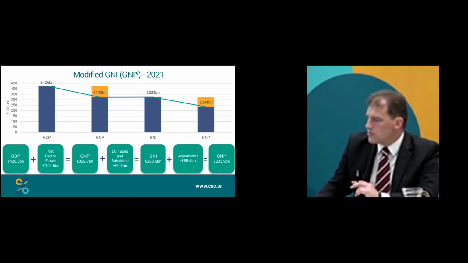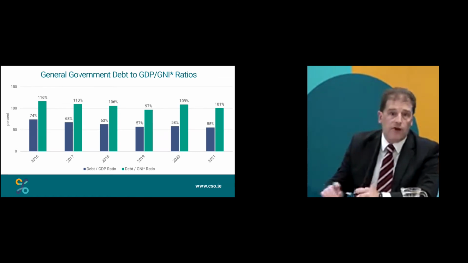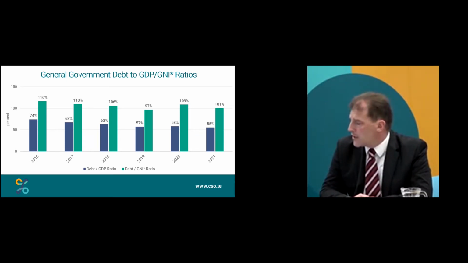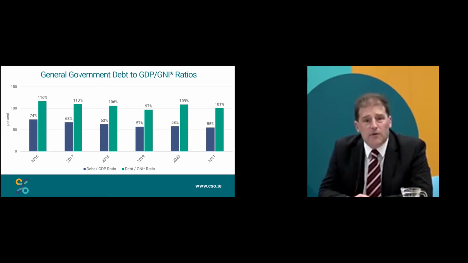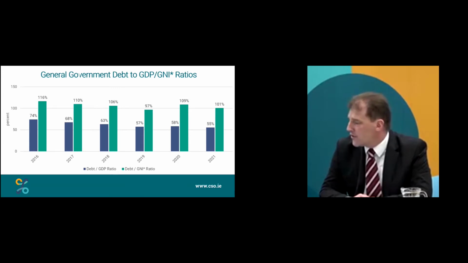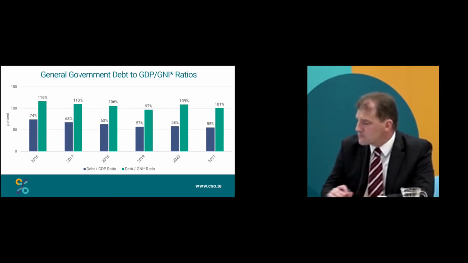We can then use those current price levels of GDP and GNI Star to look at the government debt and deficit. So the debt ratios here are down 2021 over 2020. There's a couple of things there. My government colleagues point out to me that debt has actually increased, but GDP and GNI Star have increased at a faster rate, and that's why those ratios are down on the debt side.